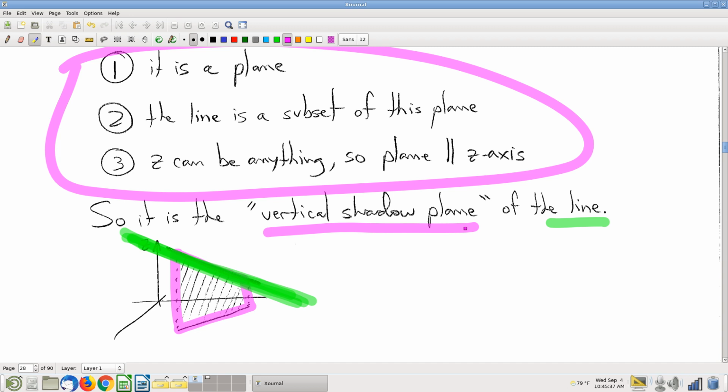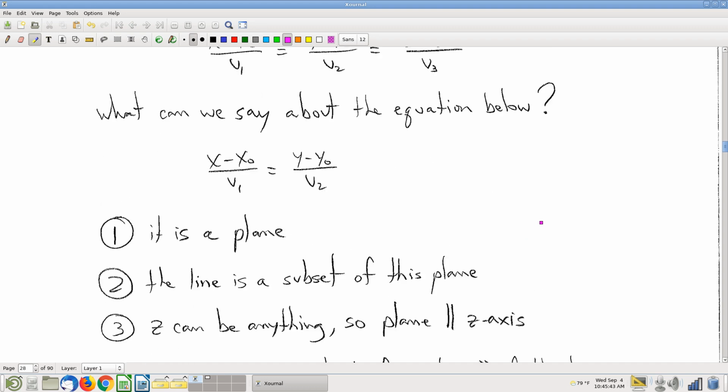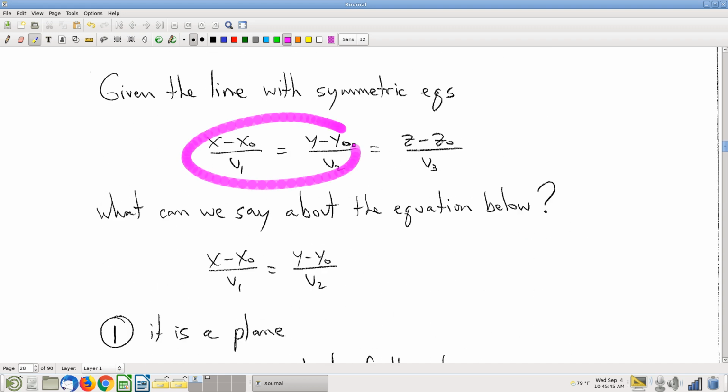Okay, so to your question, what I've shown is a geometric interpretation of one of these equations. We see this is a shadow plane parallel to the z-axis. I'm going to leave it as an exercise for the class to do on your own: this is a shadow plane parallel to the x-axis.